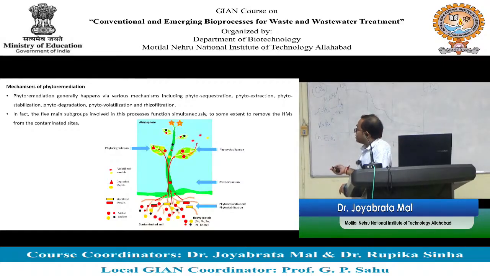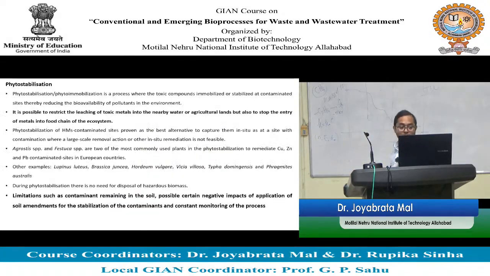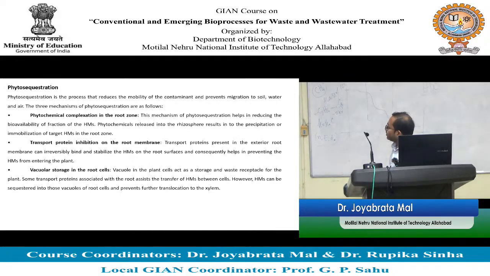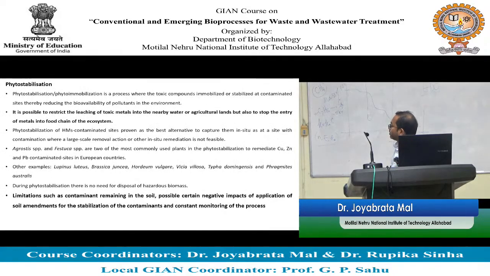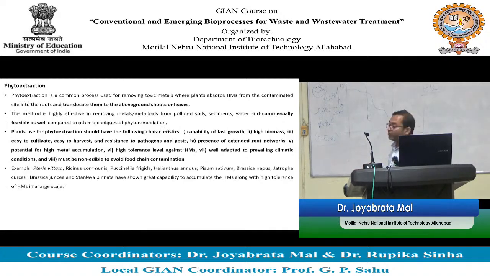Okay, in these three mechanisms you can never use an edible plant. Okay, then it will be a complete disaster. Every time I see some examples given here, I can't remember the local names. The botanist, I think, can tell you some local names of these plants. Okay, phytoextraction, so these are the properties: fast growth, high biomass, high tolerance, and you can see that it must be non-edible to avoid food chain contamination.